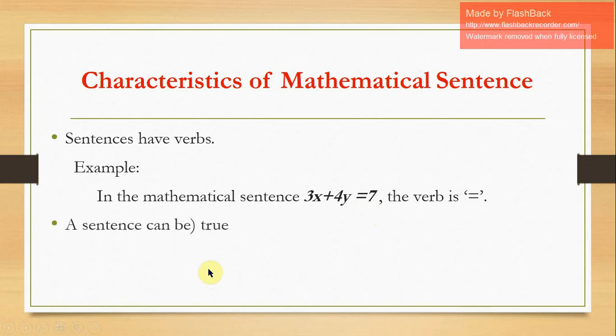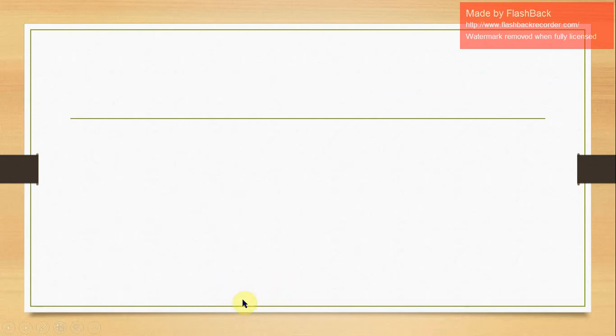Next, a sentence can be true. Pwede siyang maging true. Example, the sentence square root of 121 is equal to positive or negative 11 is true. Why? Because if you find the square root of 121, the result is positive or negative 11. That's why this sentence is true.